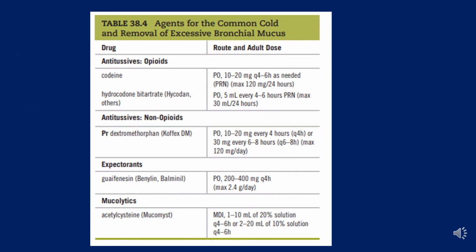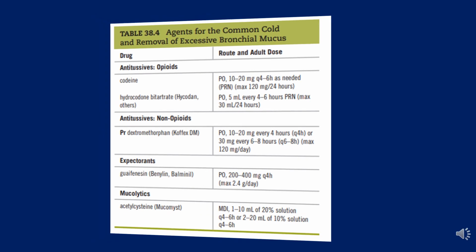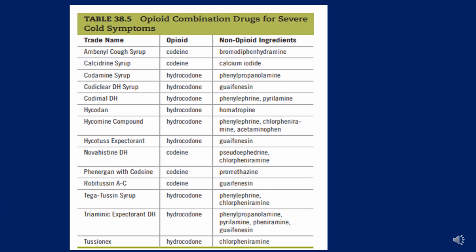Pause the video and carefully scrutinize Table 38.4 summarizing agents for the common cold and removal of excessive bronchial mucus before advancing to the next slide. Pause the video and carefully scrutinize Table 38.5 summarizing opioid combination drugs for severe cold symptoms before advancing to the next slide.